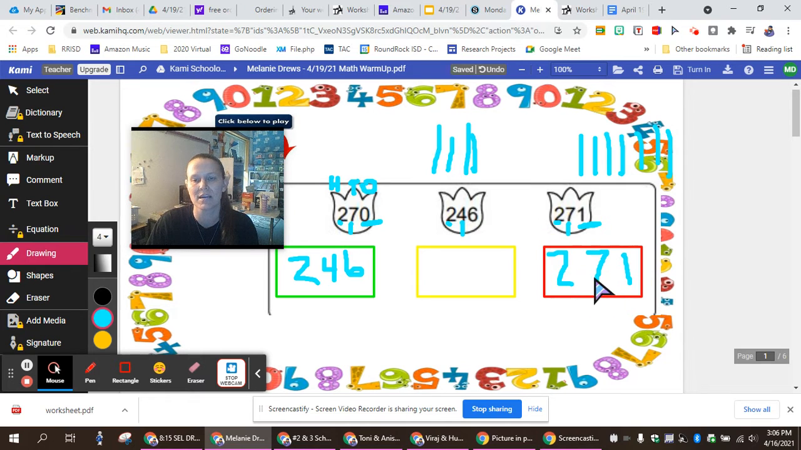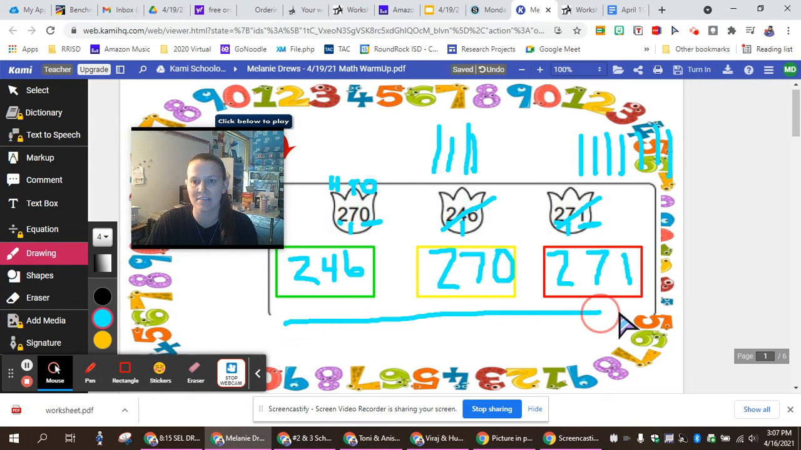And if I put those on the ends there, and I go, okay, I use that one, let's see, 246, done. 271, done. Then obviously the middle one is 270. Okay, and I'm going to show you how I like to double check that too.